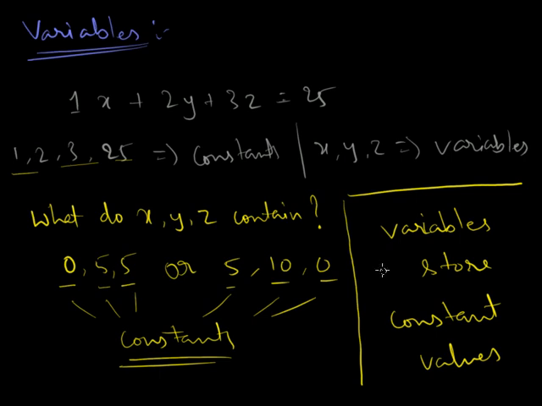Right? Variables store constant values. Because at some point of time we have one constant in a variable, at some other point of time we have another constant in a variable. So ultimately the values which get stored in variables are constants. And why are variables called variables? It is because the value of the constant in a variable can always change. As I said, at one point of time you can have one value, at another point of time you can have another value. That is why they are called variables.